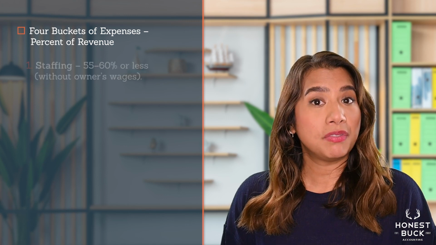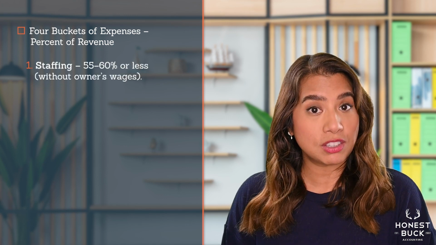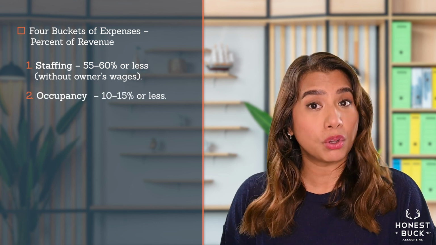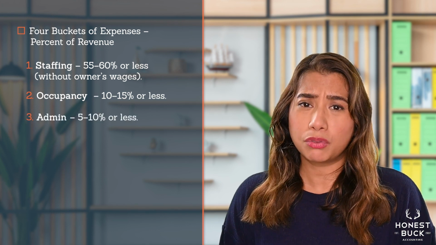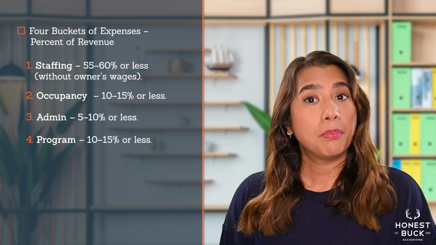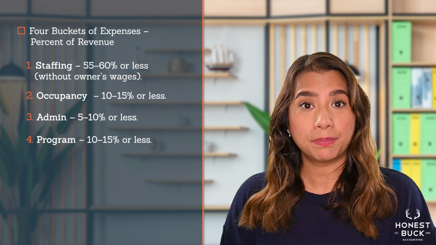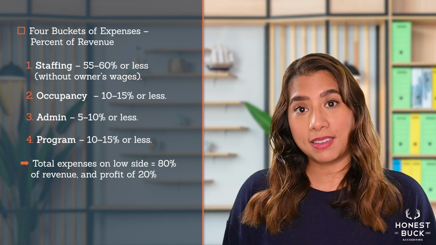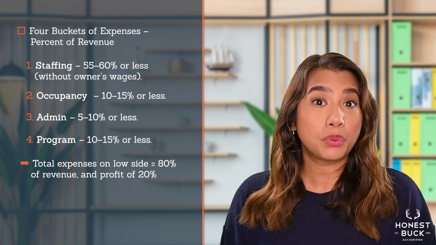Staffing should be less than 55 to 60% of your total revenue when you exclude the owner's wages. Occupancy should be less than 10 to 15% of your total revenue. Admin should be less than 5 to 10% of your total revenue. And program should be less than 10 to 15% of your total revenue. If you keep your expenses on the low side, these 4 buckets of expenses would use up to 80% of your revenue, but leave you with a profit of 20%.